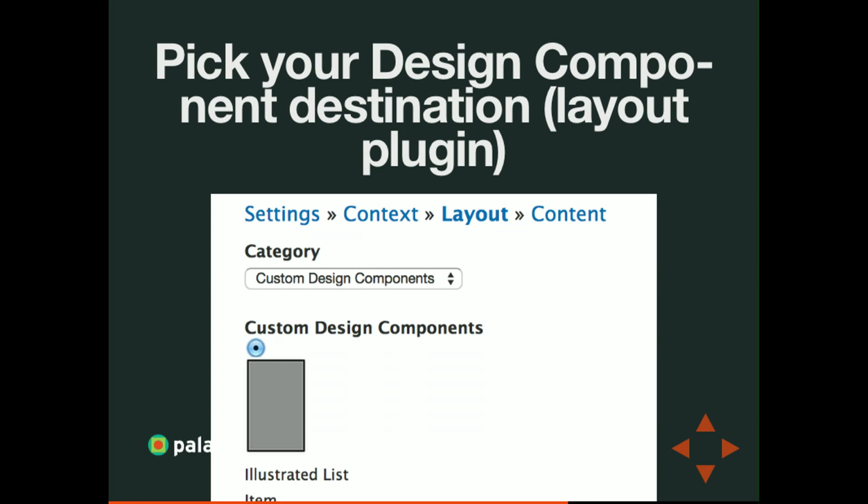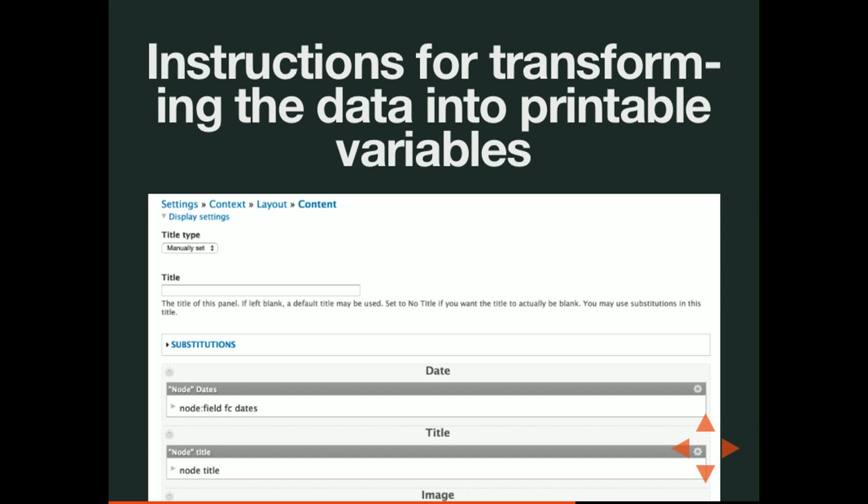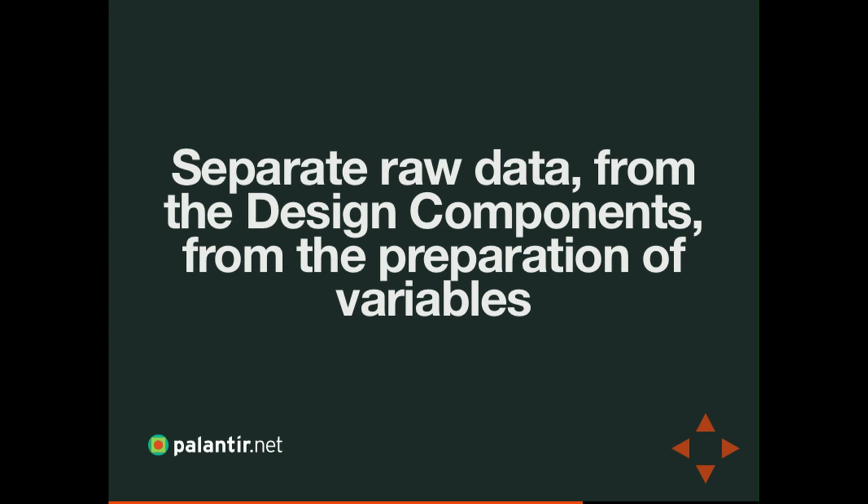So on a full project, we end up with sometimes dozens of layout plugins, but each one is named for the design component. It lets us understand what is this thing visually. And Panels module gives you a UI for setting up how your Drupal representation of data maps to what your layout plugin needs. So you can say the title maps to the title, this image field prints in this spot, the date prints here. We're separating our raw data from our design components from the preparation of the variables.